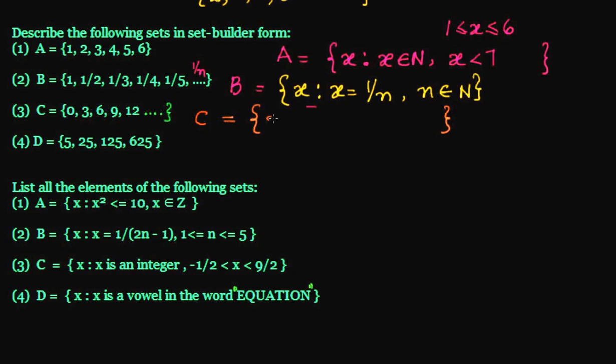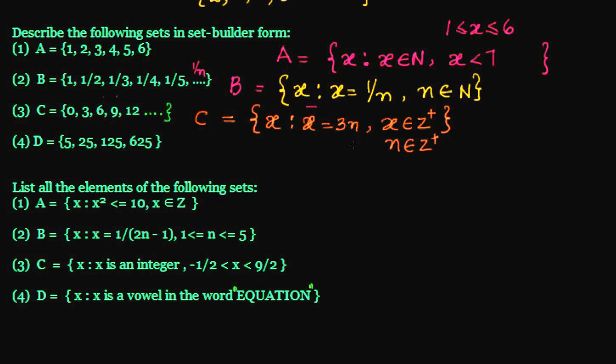So I will say x such that x belongs to, I will put it directly, positive integers. If I take positive integers, I will start from 0. What is the pattern here? 3 into 0, 3 into 1, 3 into 2, 3 into 3, 3 into 4. So can I say 3n? And can I say n also belongs to Z plus?